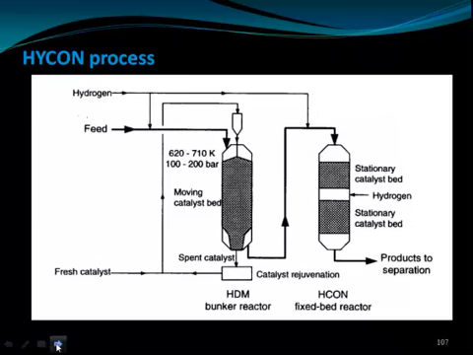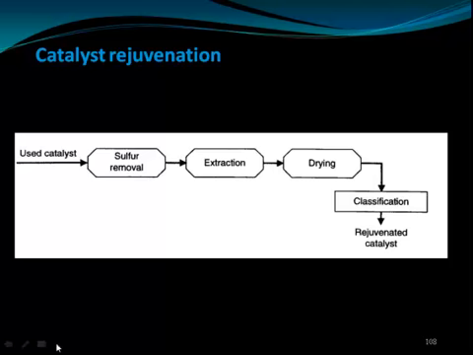In the Hyco process, fresh catalyst is added into the reactor. So when fresh feed comes, then catalyst is added to the moving catalyst bed, where the reaction takes place. Then the catalyst which is unreacted, or the excess, will be recycled back into the reactor. Then it is sent to the stationary catalyst bed. Hydrogen is added. Then the cracked product, or the hydrotreated product, we can separate. Unreacted hydrogen we can send back.